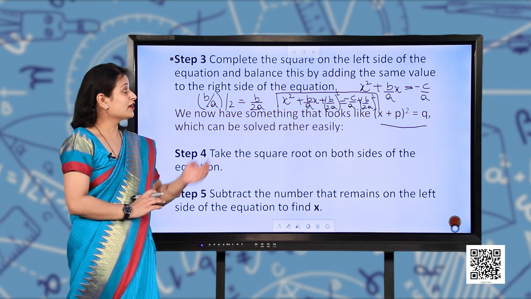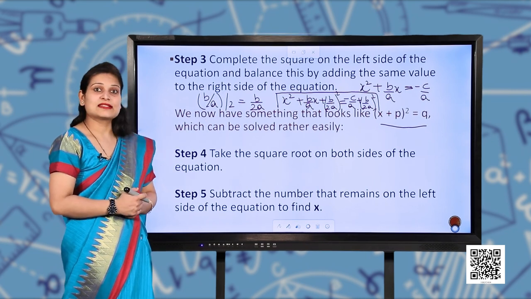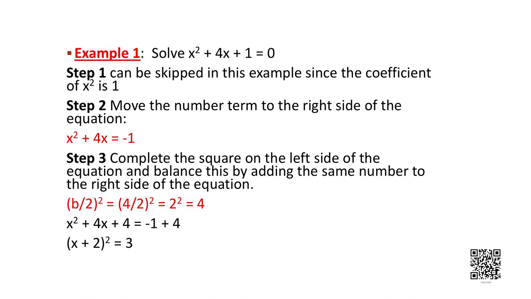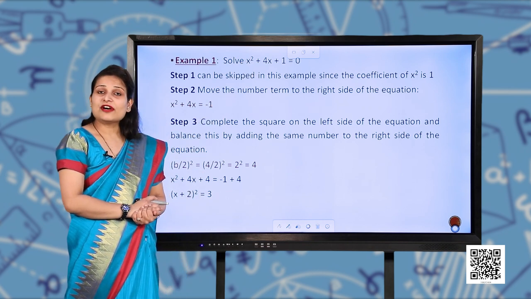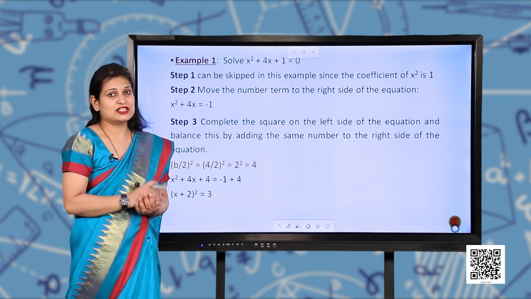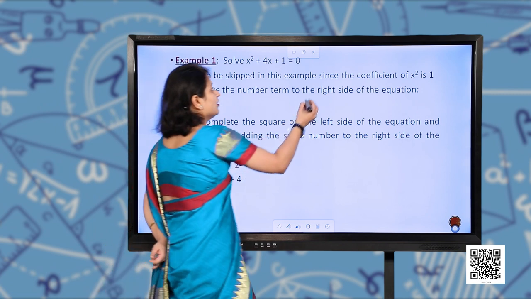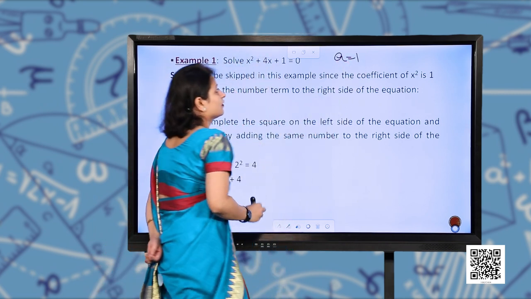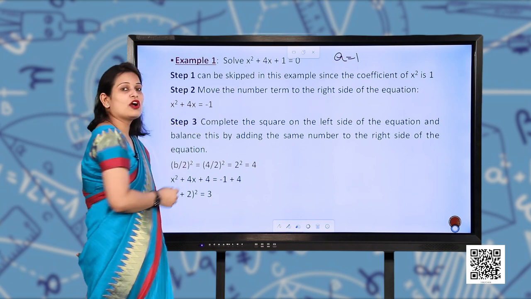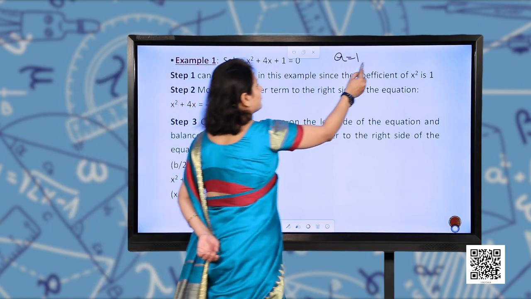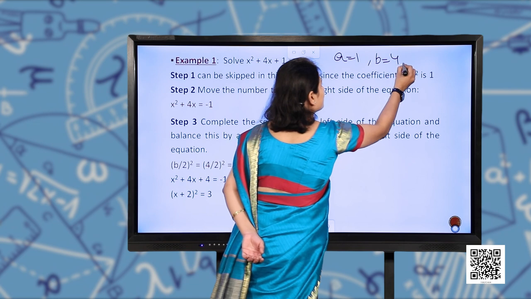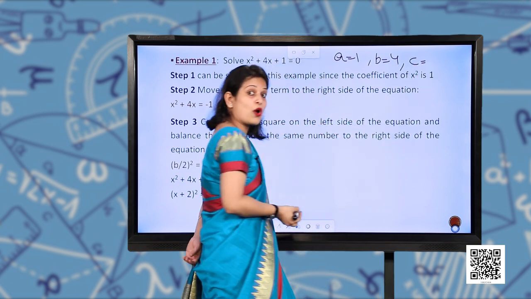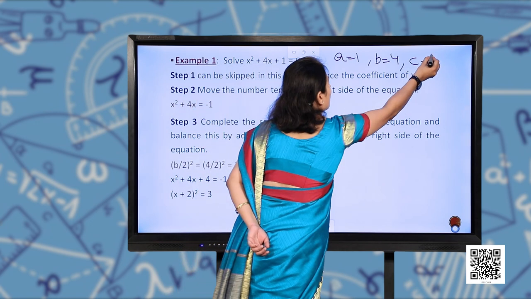So let us understand it more easily by solving some examples. Now example 1, we have an equation x square plus 4x plus 1 equals to 0. Now first you need to write down what is a here, what is b and what is c. Now we have here a as 1. A is the coefficient of x square. What is b? B is the coefficient of x, so it is 4. And the constant term, which is c, is 1.